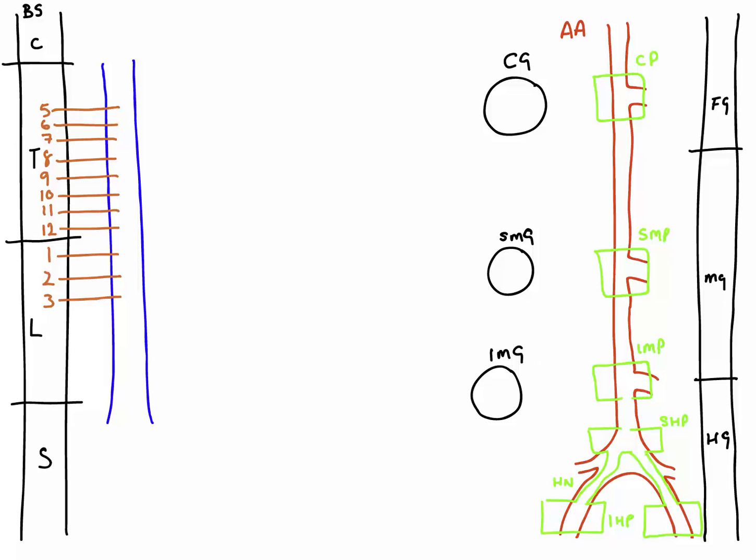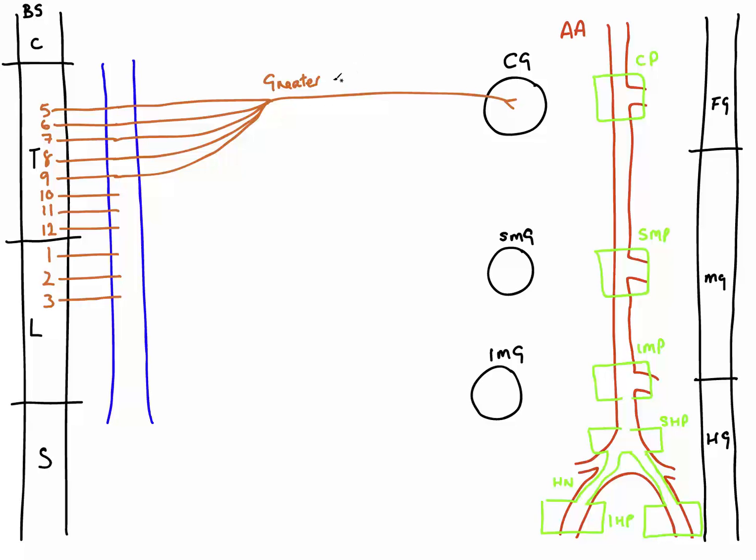So if you're a sympathetic fibre from T5 to T9, you're going to pass towards the celiac ganglia. So they pass through the sympathetic chain without synapsing, and then these fibres run towards the celiac ganglia. And this is a presynaptic fibre. All these fibres run in what's known as the greater splanchnic nerve.